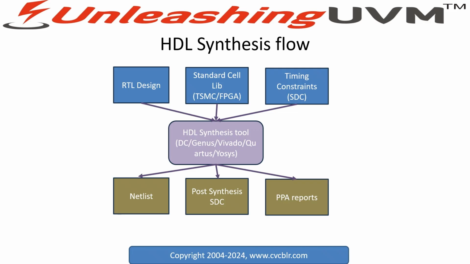Your HDL synthesis tool could be, of course, Design Compiler, Genus from Cadence, or Vivado, or Fortress, or it could be an open source tool such as Yosys. What comes out of the synthesis tool is your netlist. Again, most likely it's going to be a Verilog or SystemVerilog netlist, but there are also VHDL netlist writers. If you stick to a VHDL flow, you feed in VHDL RTL and spit out a VHDL netlist. That's still possible. And it also writes out the post-synthesis SDC, though our focus is going to be on the pre-synthesis side.